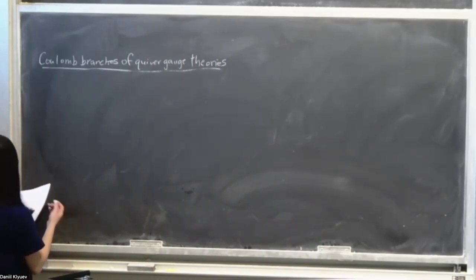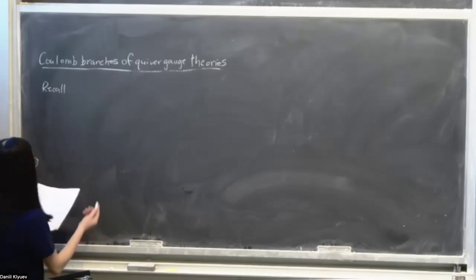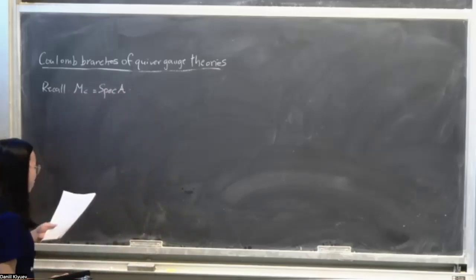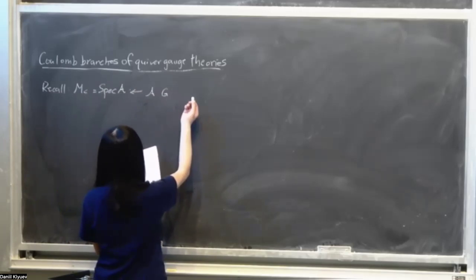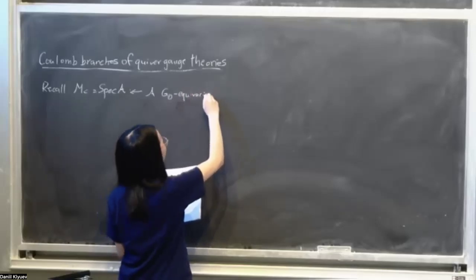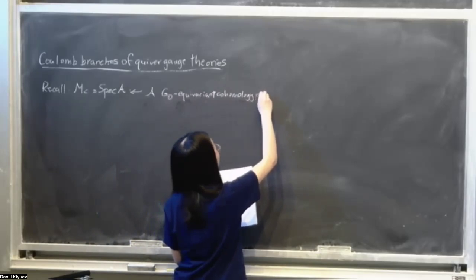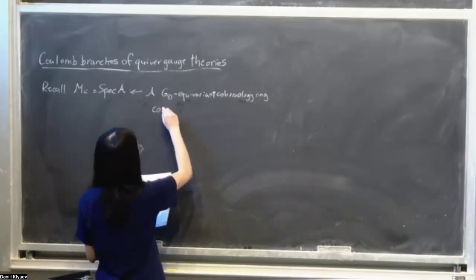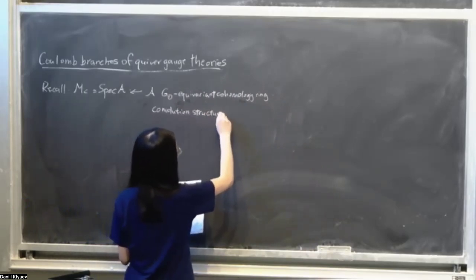Okay, so let's recall what we did before. What's the Coulomb branch? The Coulomb branch is the spectrum of some ring. So this A can be, I'll just say, the equivariant cohomology ring, and this ring has a convolution structure that gives it its algebra structure.